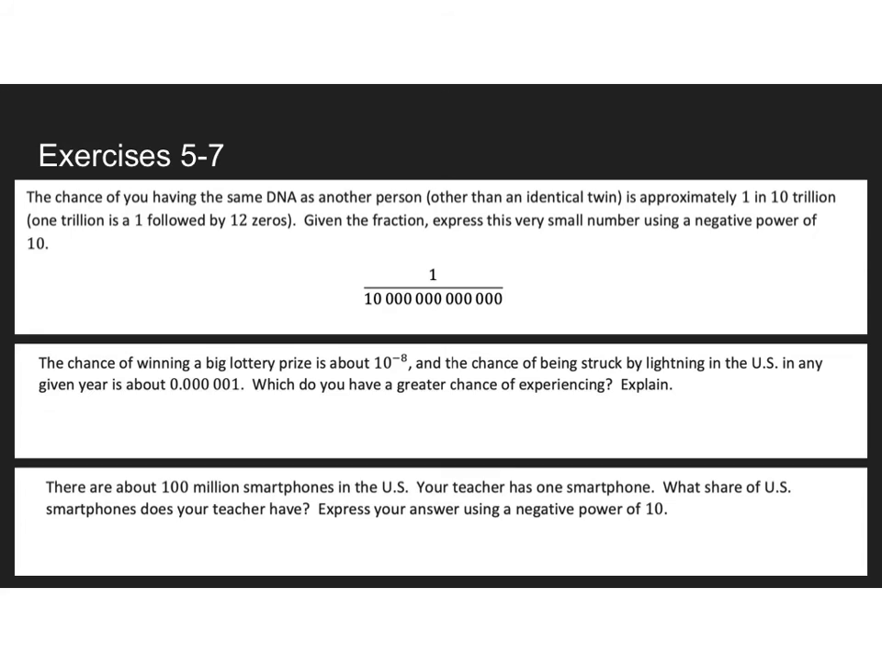All right, we're going to get into a little bit of word problem practice here. It says the chance of you having the same DNA as another person other than an identical twin is approximately 1 in 10 trillion. 1 trillion is a 1 followed by 12 zeros. Given the fraction, express this very small number using a negative power of 10. So, 1 out of 10 trillion. If we turn this into a decimal, this is a 1 in the 12 zeros spot. So 1 out of 10 trillion is going to be 12 zeros.